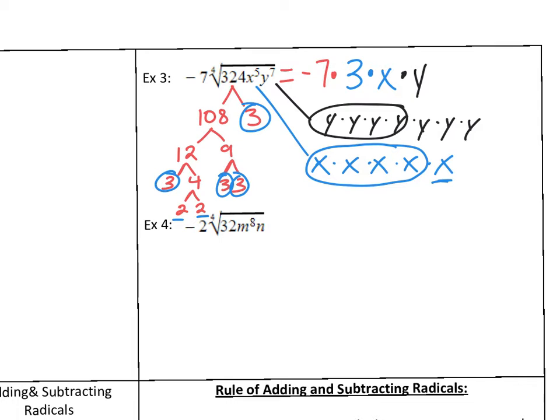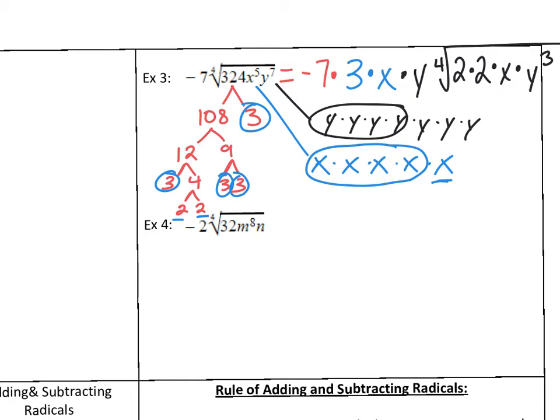Okay, now I've got a bunch of stuff that's still outside or underneath my radical, right? So I'm going to draw the radical symbol. The numbers that are left under the radical are what? Yep, so 2 times 2. The x's that are left? How many? 1. And the y's that are left? 3. So y times y times y is just y to the 3rd.